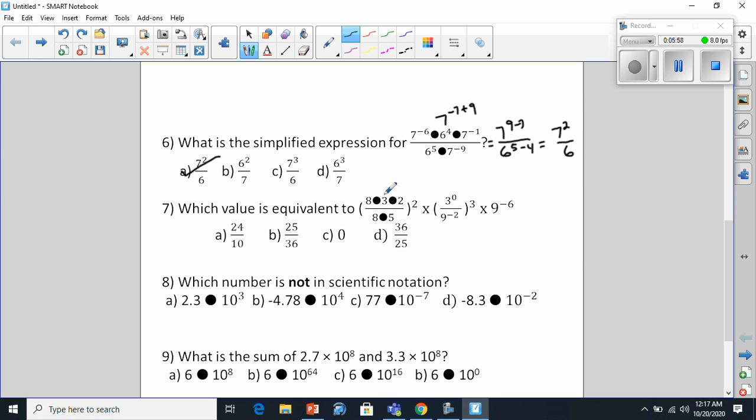3 to the second, right? That's like 3 times 3. So 3 times 3 is going to end up being 9. And then 2 to the second would be 2 times 2, which will equal 4. Okay? And 5 down here, well, 5 times 5 is 25. All right, and these 8s have already been removed because they're going to cancel each other out. Now I got 9 times 4. That's going to give me 36.